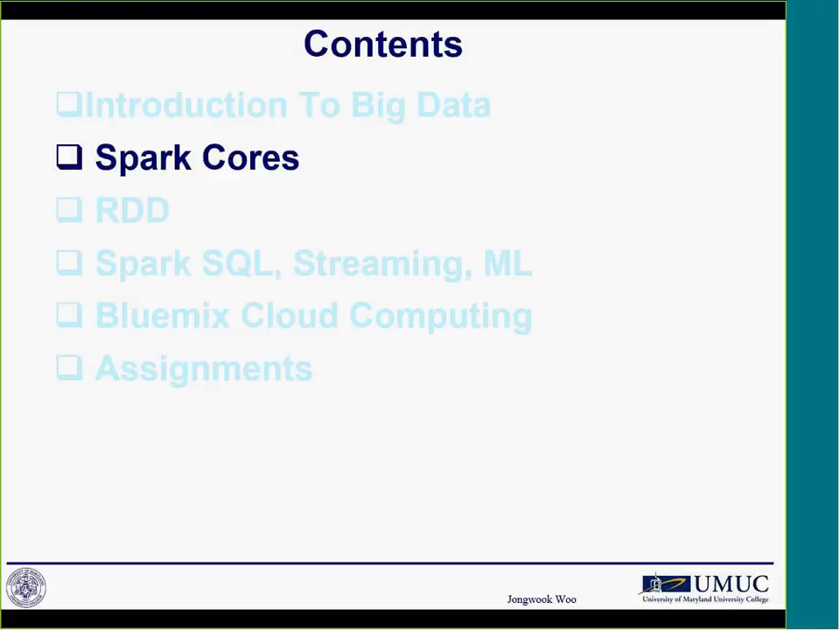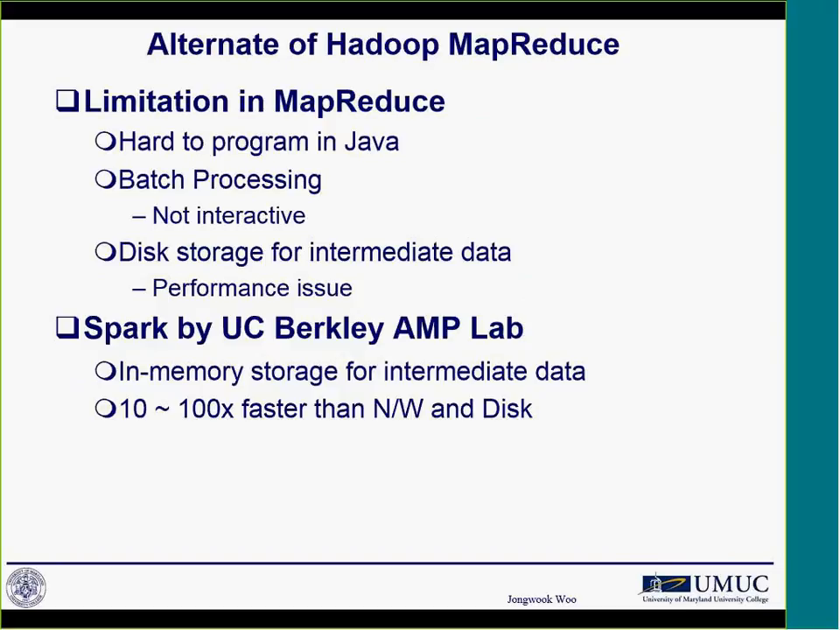Now let's move on to Spark core. As I said, MapReduce has been replaced by Spark because normally you have to write Java code for MapReduce, and it's not easy. Also, MapReduce has a limitation because it is batch processing. It's not interactive. Also, when the map generates intermediate data, it has to be stored to disk, and then the reducer needs to read the intermediate data from the disk.